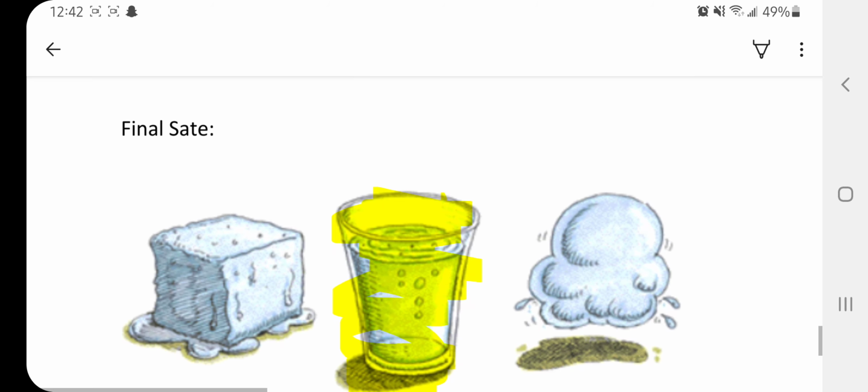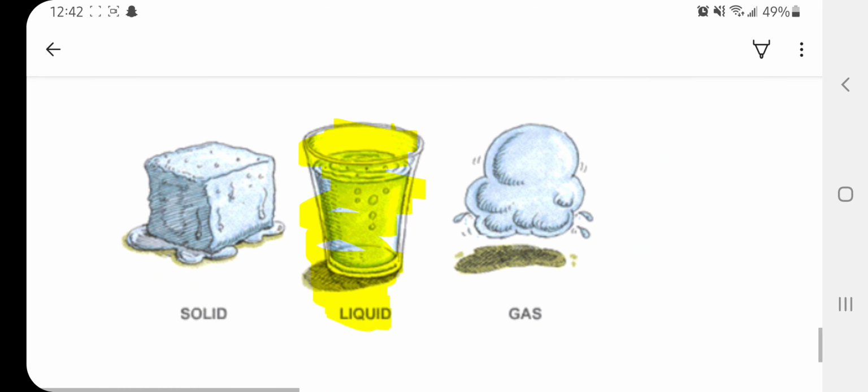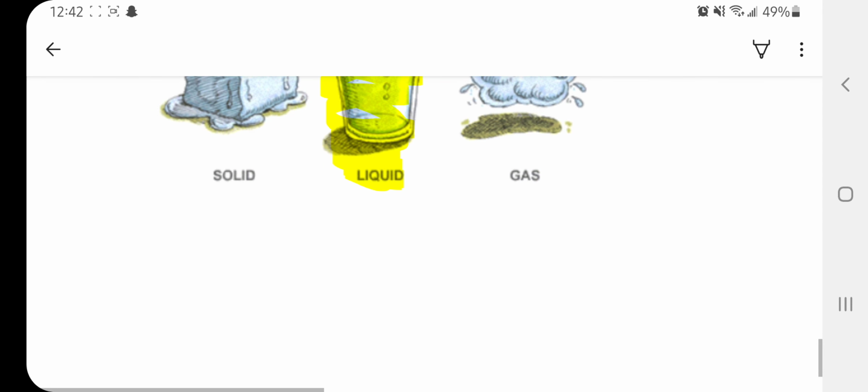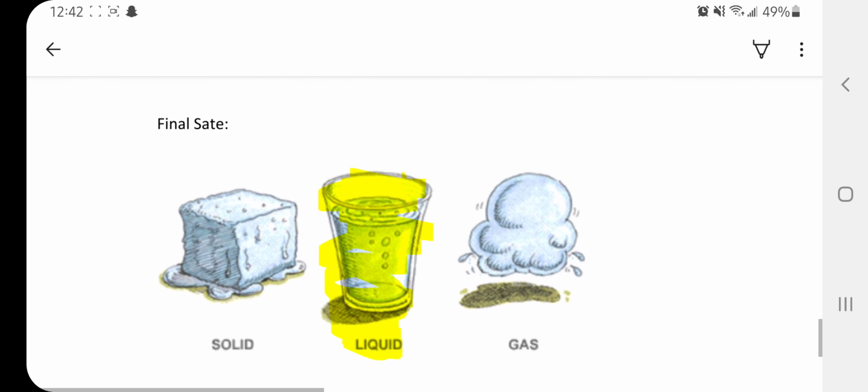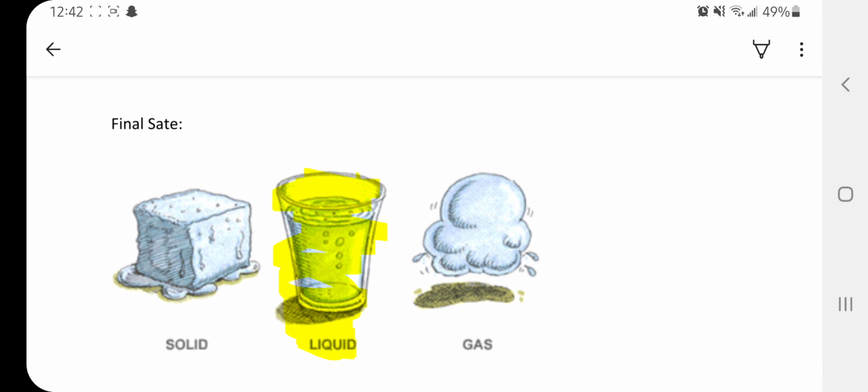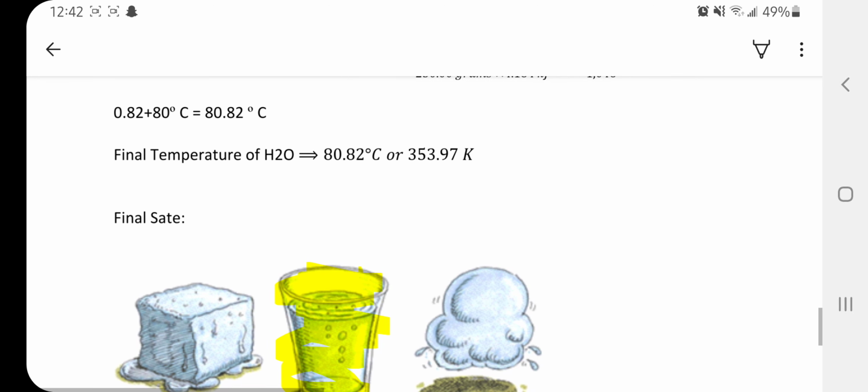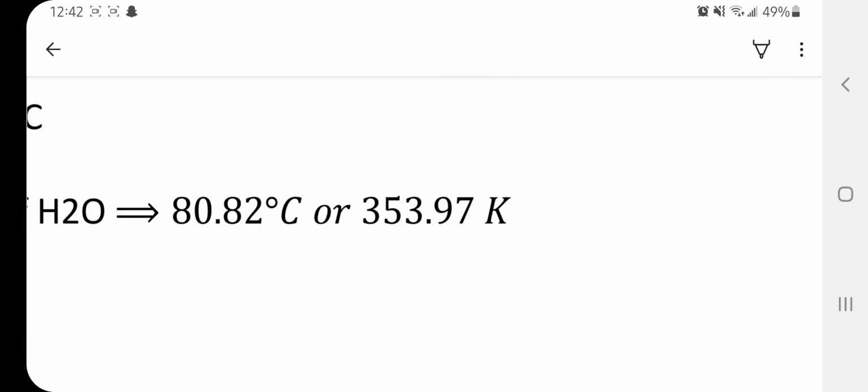So the final state of water is a liquid. And we know this because the boiling point of water is 100 degrees Celsius, and as we can see, we are still not close.